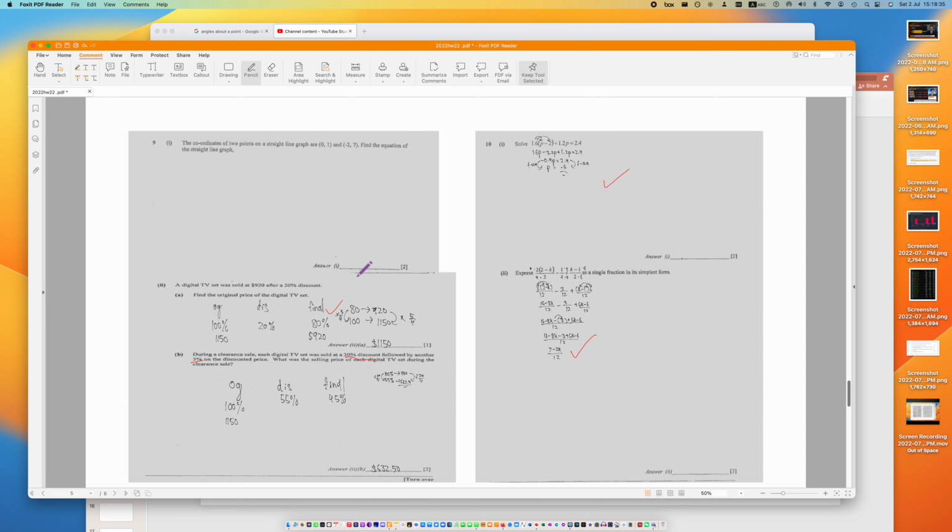Question 9, never do. How do you find the equation? That means you are supposed to do mx plus c. How do you find c? How do you find m? M is pretty easy. So you are given 2 points already. I already gave you all this and you still drop this and that.